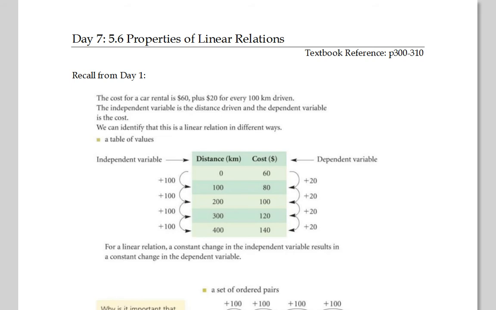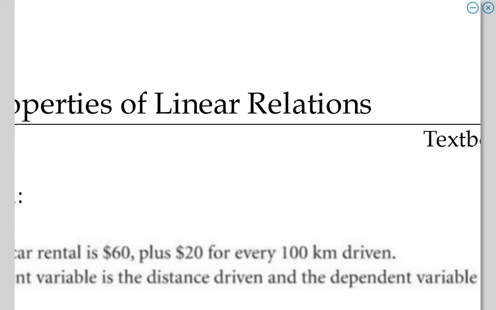Okay, day 7 is properties of linear relationships. This is a huge focus for Math 10. So, in terms of studying relations, there's all types of different relations, but for Math 10, for the most part, it's linear. Please just look at the root word of this. What word is embedded in there? It's a straight line.